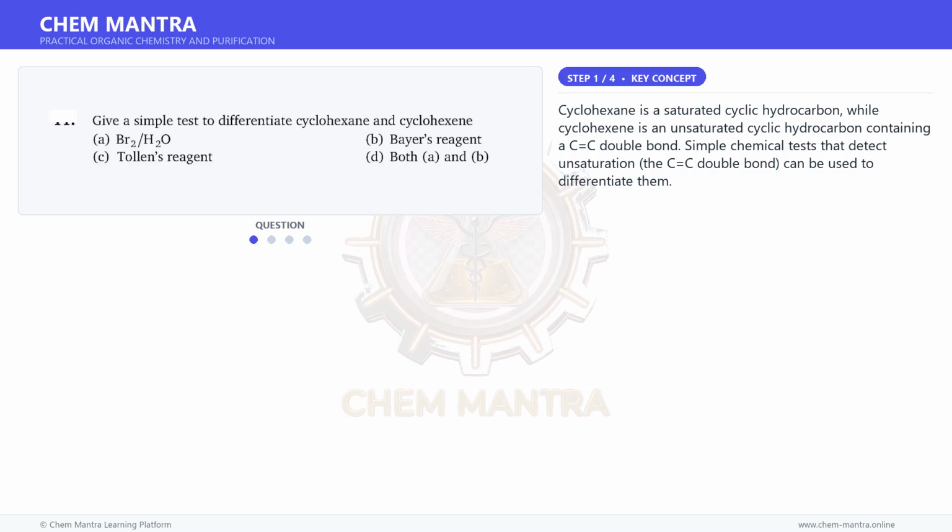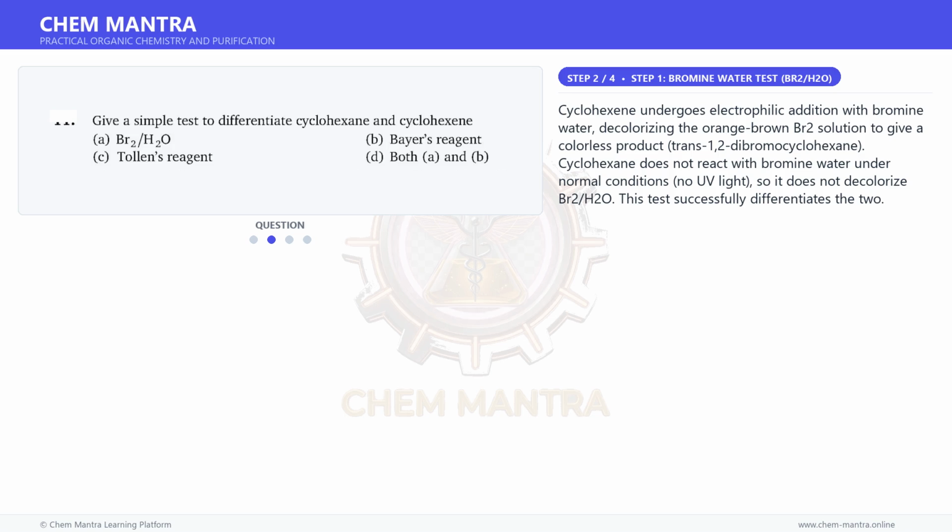Cyclohexane is a saturated cyclic hydrocarbon, while cyclohexene is an unsaturated cyclic hydrocarbon containing a C=C double bond. Simple chemical tests that detect unsaturation, the C=C double bond, can be used to differentiate them. Moving on to the next step.